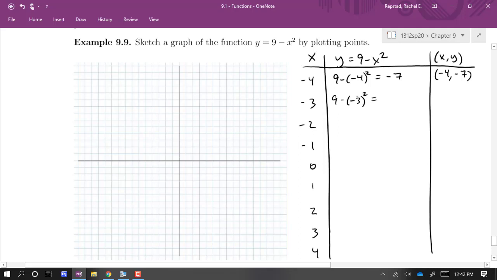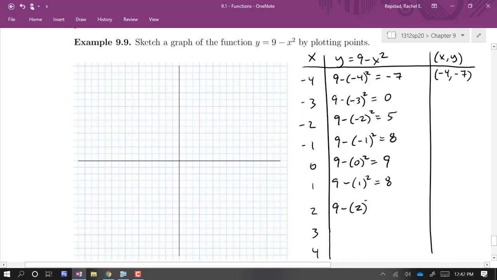So when I plug in -3, (-3) squared is 9, and 9 minus 9 is 0. 9 minus 4 is 5. 9 minus 1 is 8. 9 minus 0 is 9. And then 9 minus 1 is 8. Okay, so you might have already noticed, the only place that x appears is where x is being squared, so it's going to give the same value when I plug in a positive as when I plug in the negative. So the rest of these we can kind of breeze through because we should just get the same values repeated back to us as we got before for the negatives.